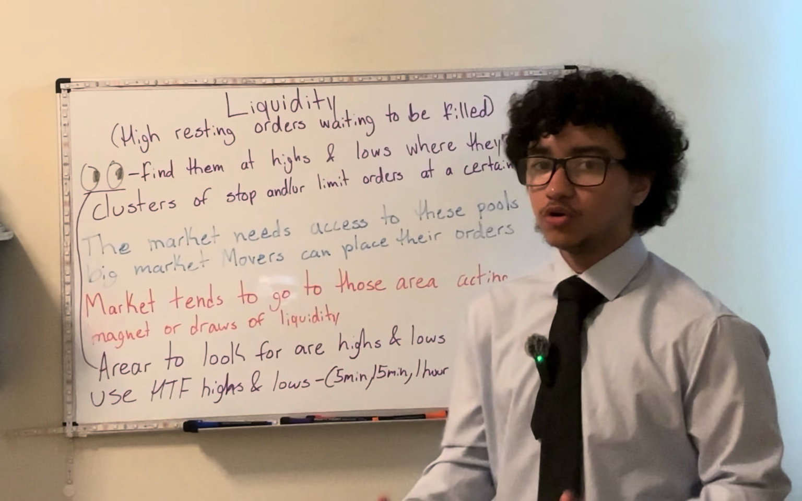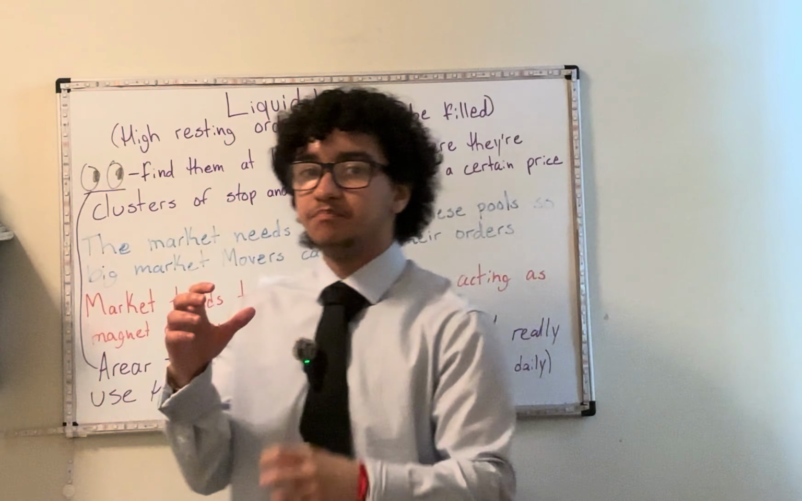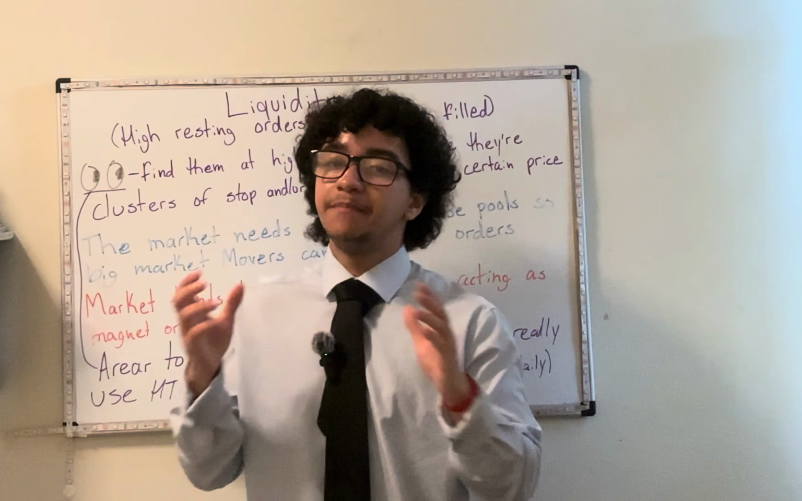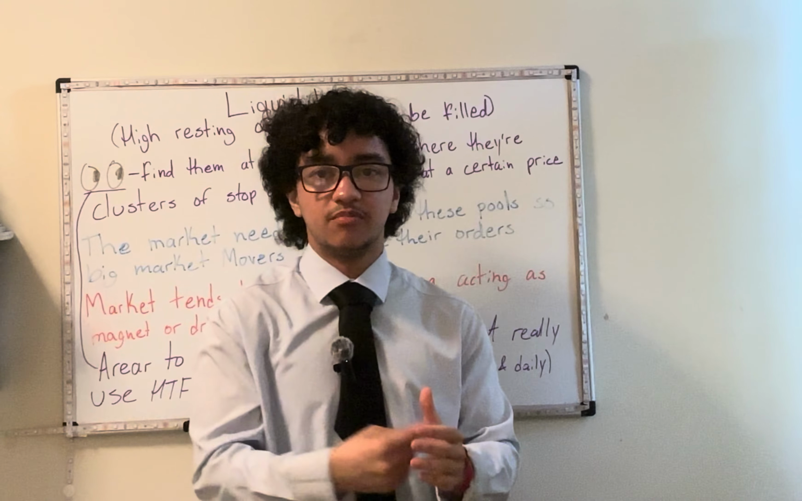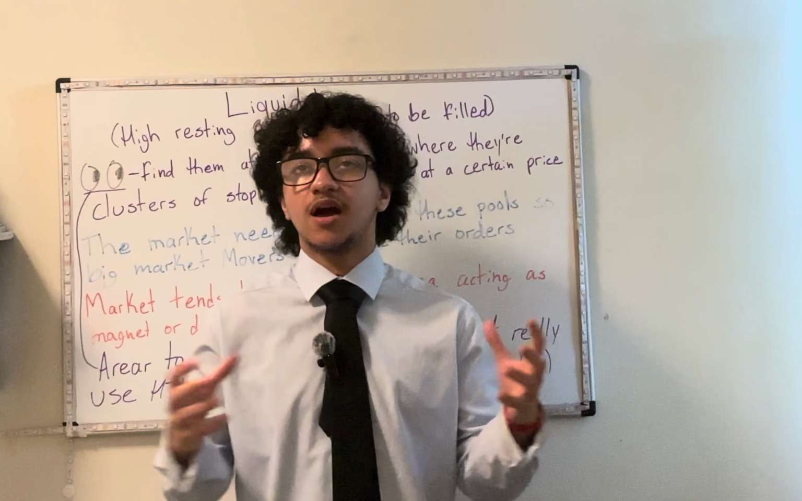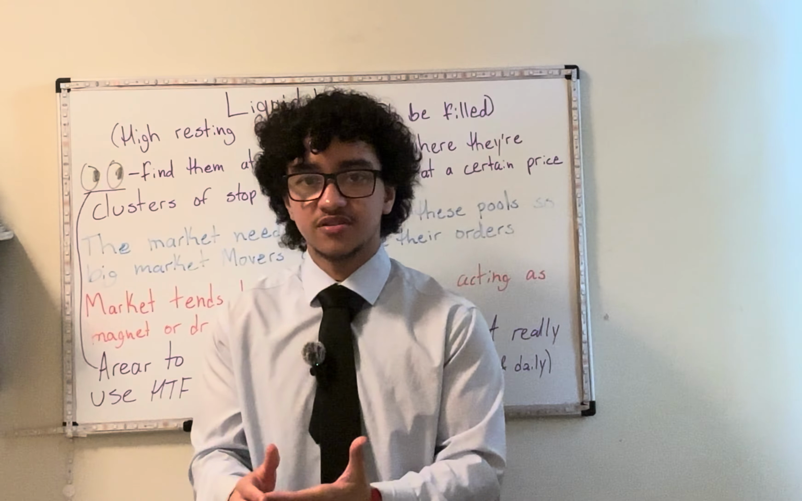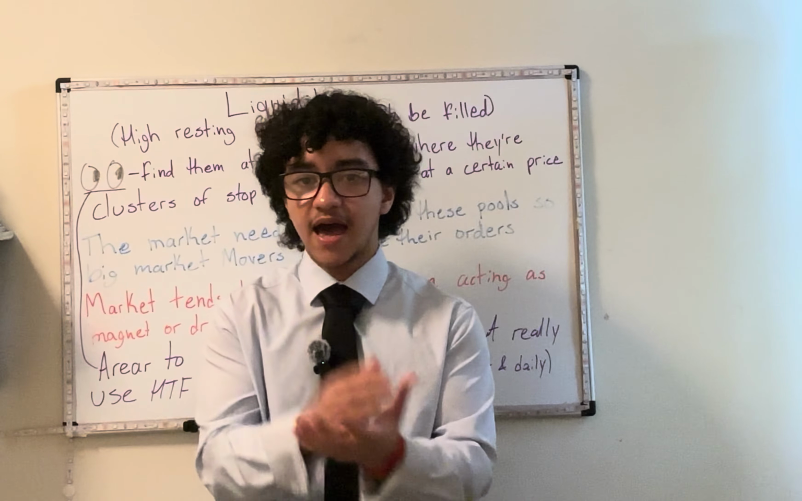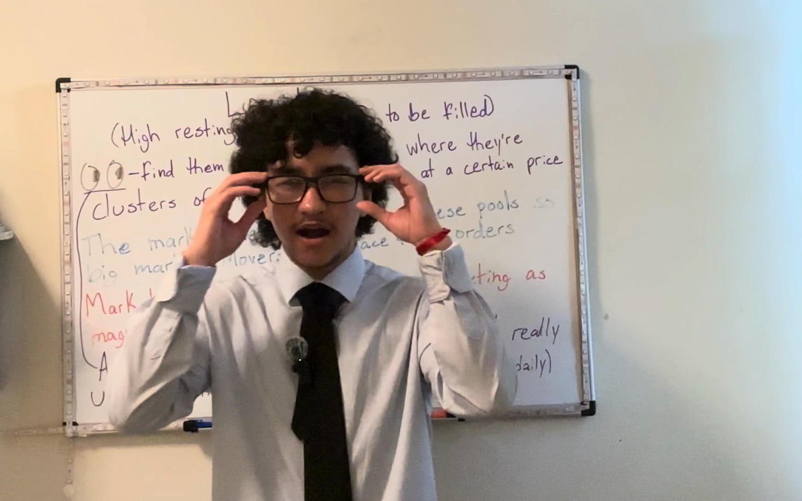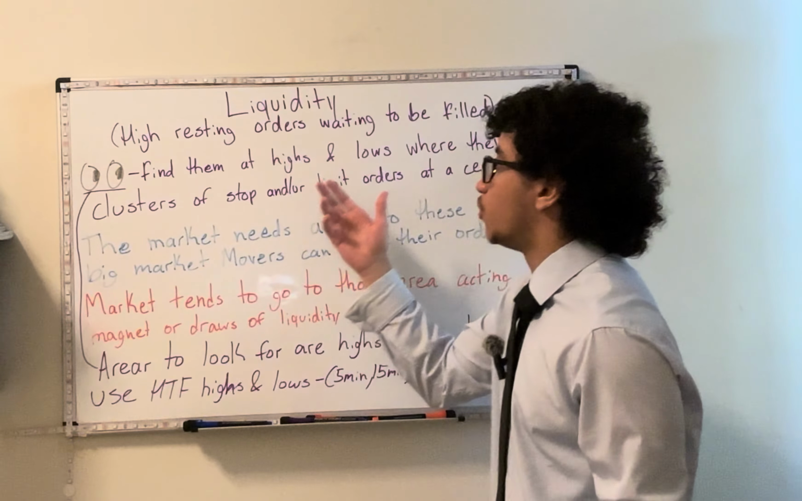All right, so what is liquidity? Liquidity is high resting orders waiting to be filled. These are big orders waiting to be filled. Big banks can't just buy right off the bat because it's too much and the price will spike up. So they wait at certain price levels so those orders can be filled, so they have space between the orders to actually fill them. I don't know if I'm explaining it right, but it's essentially like that: high resting orders waiting to be filled.